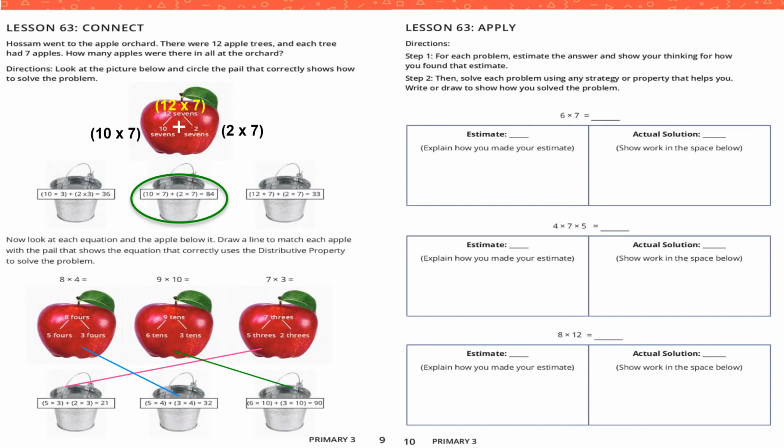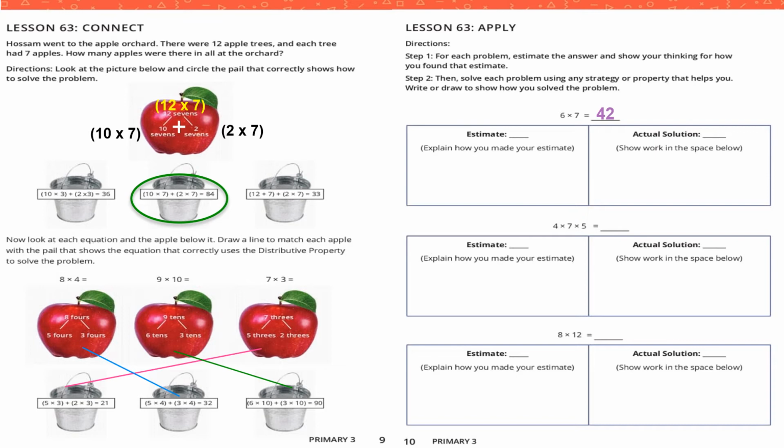The first one, 6 times 7. 6 times 7 equals what? From table 6 or from table 7? 42. So the actual solution is 42.